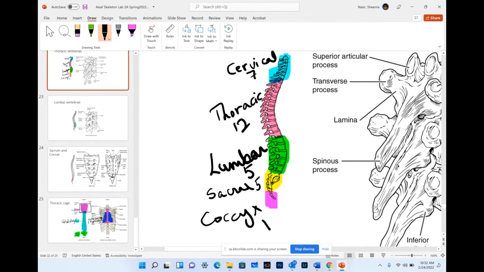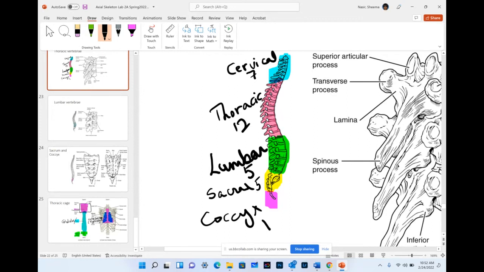Okay, so 7 plus 12, how many? 7 plus 12 is? Okay. Then what else? 19 plus 10, 29, right? And 29 plus 1, 30. So you have 30 in all.